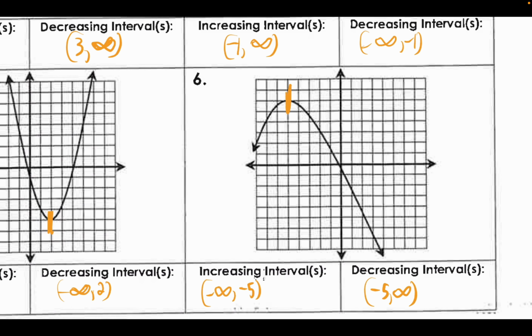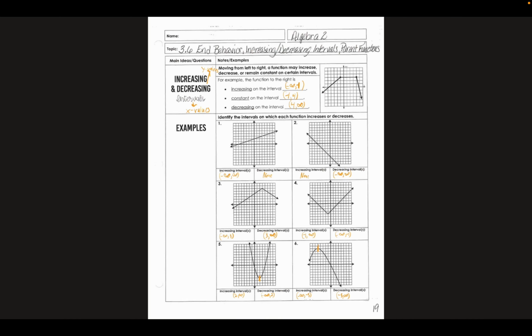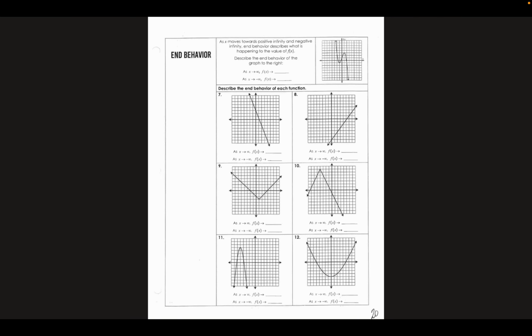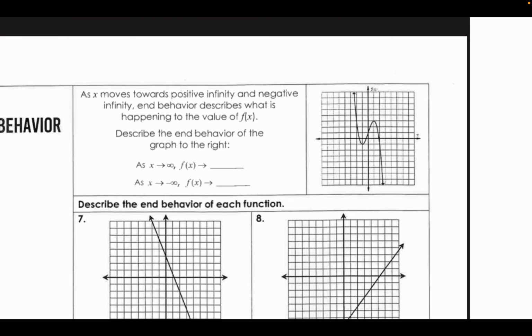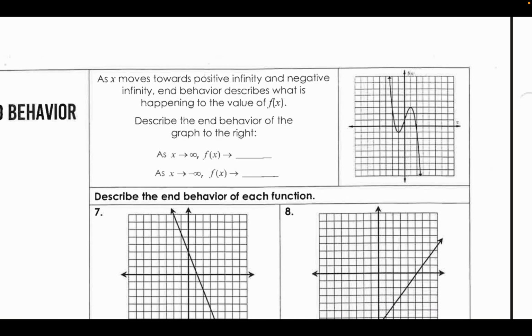Now we're going to talk about end behavior. So end behavior, similarly, you're going to be talking about what are the y values doing as we're going left and right, or as we're talking about specific x values. So as x moves toward positive infinity and negative infinity, positive infinity means forever right, negative infinity means forever left for the x-axis. End behavior is saying what's happening to the ends of our graph. What's happening to the y values, aka the value of f of x, which are the y values.